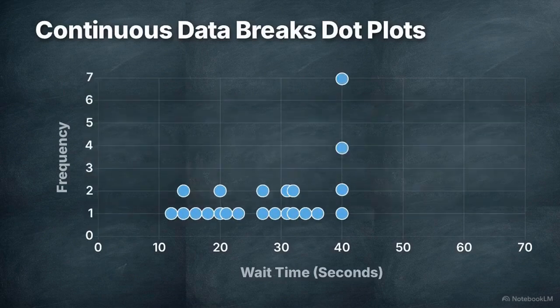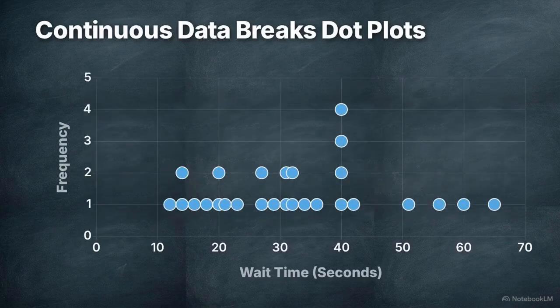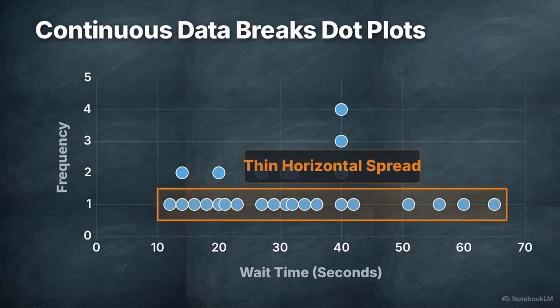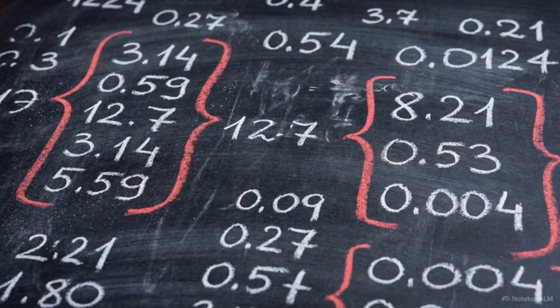The data points range from 12 seconds to 65 seconds. If we attempt a dot plot here, the high variation in seconds spreads the dots completely thin across the number line. Because there are almost no repeating exact seconds, no vertical frequency stacks form. The pattern remains hidden. To analyze this continuous data, we must compress the individual points into logical ranges. This requires the mathematical construction of a histogram.